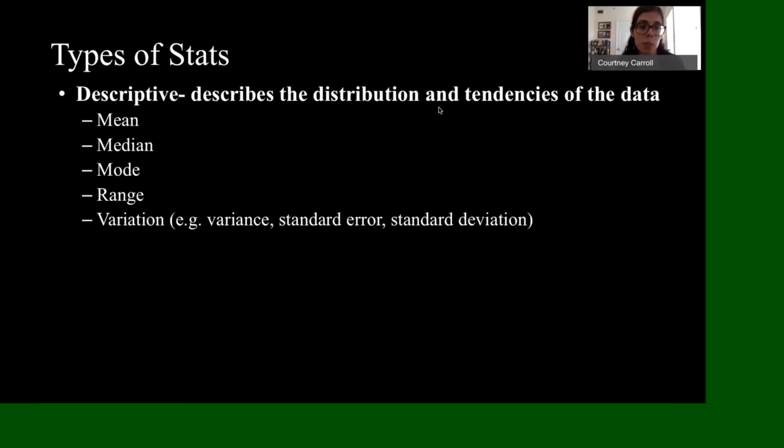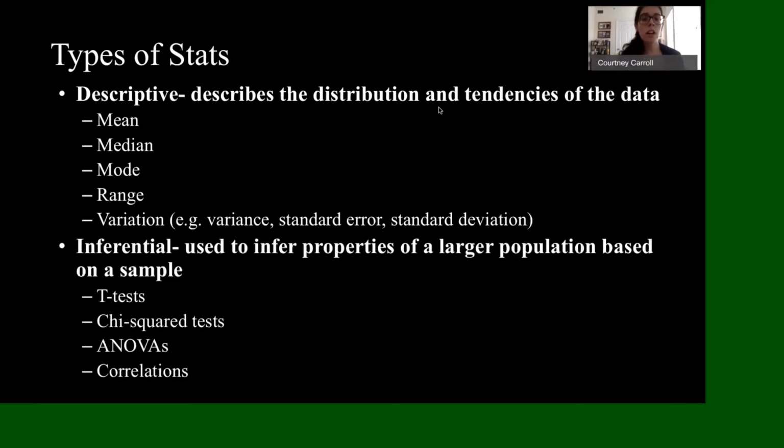There are two major types of statistics. The first is descriptive, which describes the distribution and the tendencies of the data. So what does the data in front of you look like? What is the mean, otherwise known as the average? What is the median, mode, range? Median and mode, remember, are ways of saying the middle points. The range tells you about the scope, and then the variation will tell you about how distributed the data is. So variance, standard error versus standard deviation.